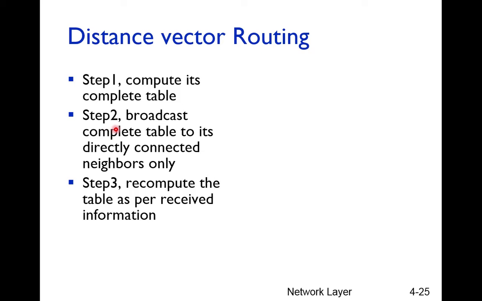Now the second step is that each node broadcasts its complete table to its directly connected neighbors only. The complete table is not announced to all the nodes, it is only broadcast to its directly connected neighbors. In the link state protocol, each node broadcast its link state information to all the nodes, but here it is sending the complete table, not only the link state information, and it is broadcast only to direct neighbors.